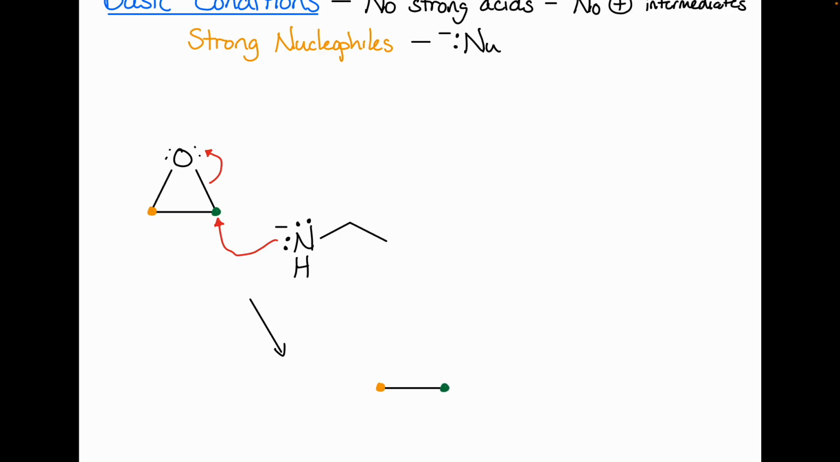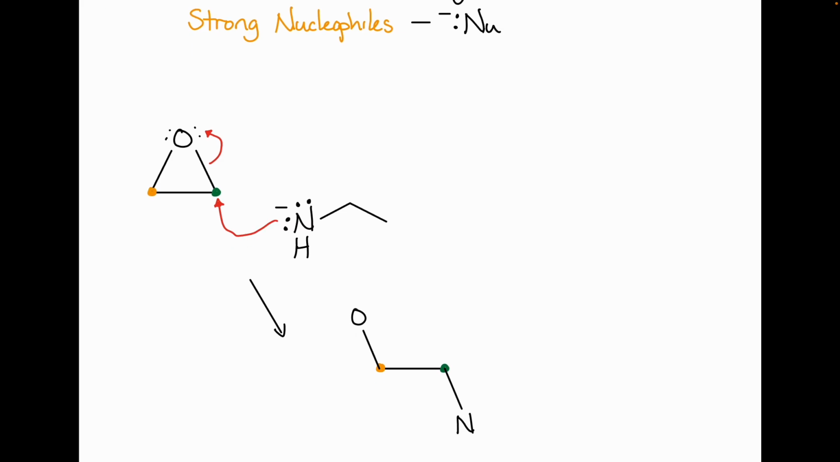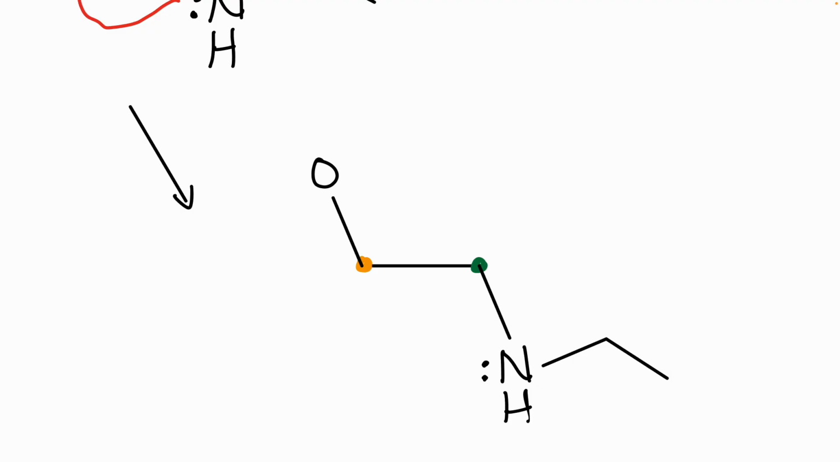All right, so my ring's open. Based on the way that I drew my arrows here, my orange carbon retains that oxygen, whereas my green carbon now has that nitrogen, that nucleophile attached. This pair of electrons that was in my carbon-oxygen bond, when my ring opening happened, it jumped onto that oxygen, creating that alkoxide ion.